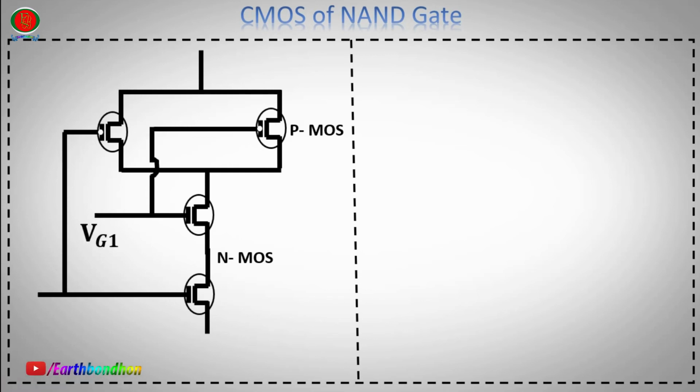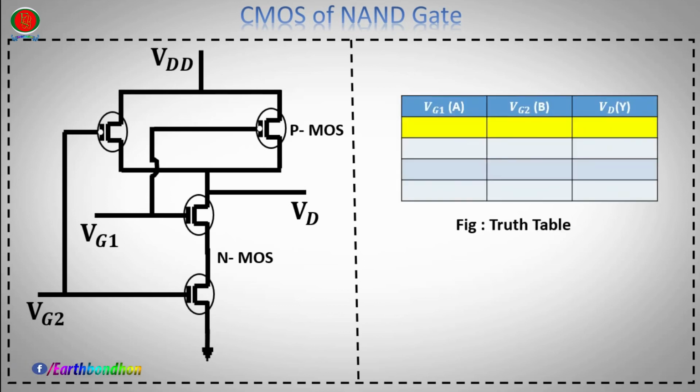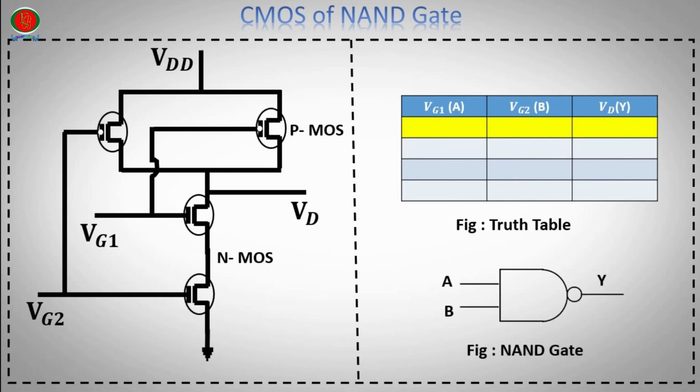NAND gate input terminal VG1. NAND gate input terminal VG2. VDD power supply. VD transistor output. Transistor ground. NAND gate truth table. NAND gate symbol.